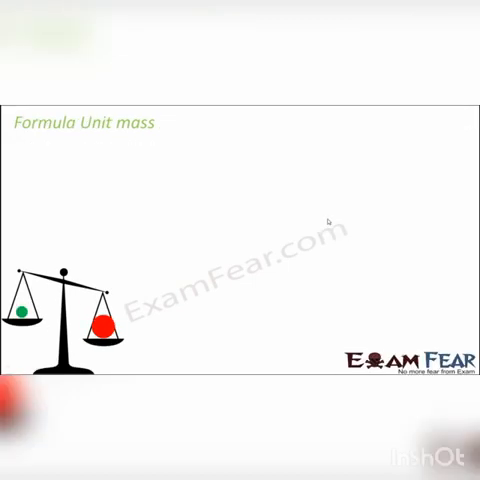So let's talk about a term called formula unit mass, same as the molecular mass for a compound, just a new name given. Formula unit mass of a substance is nothing but the sum of atomic masses of all the atoms in the formula. For example, I have the formula of H2O. Whatever atoms you have in this formula, you add all the atomic masses, and that becomes the formula unit mass. Typically, the term formula unit mass is used for ionic compounds.